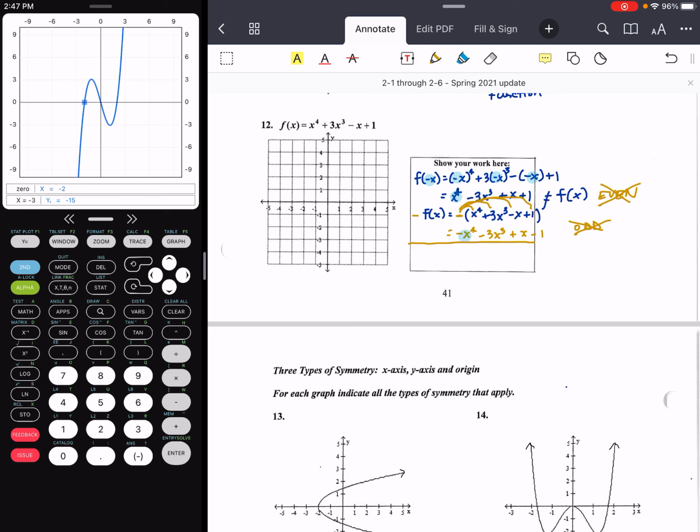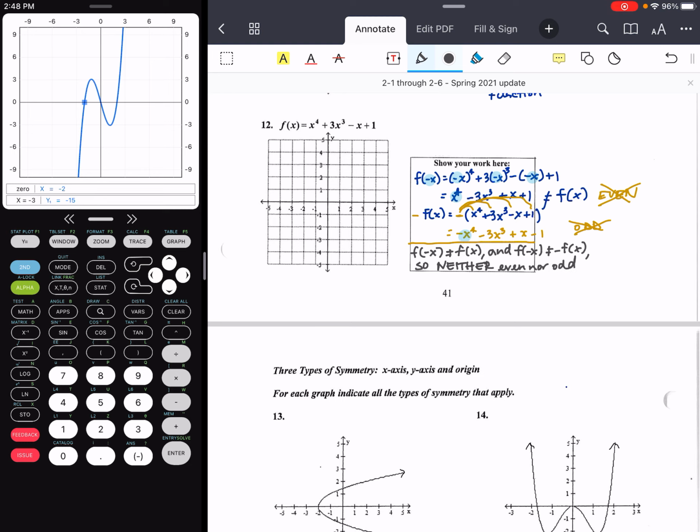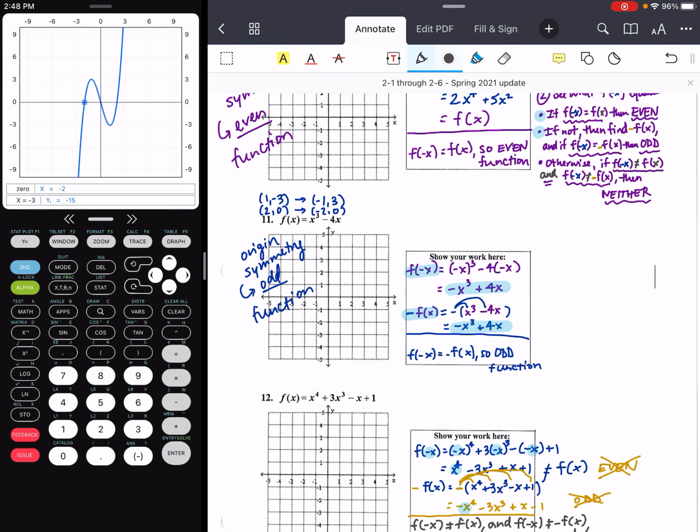So if I want to write my summary line here, f of negative x does not equal f of x, and f of negative x does not equal negative f of x. So the function is neither. It's neither even nor odd. So this is the case where our function is neither. And that's this third bullet here, right? So f of negative x doesn't equal f of x, and f of negative x doesn't equal negative f of x. So we have the case where it's neither.